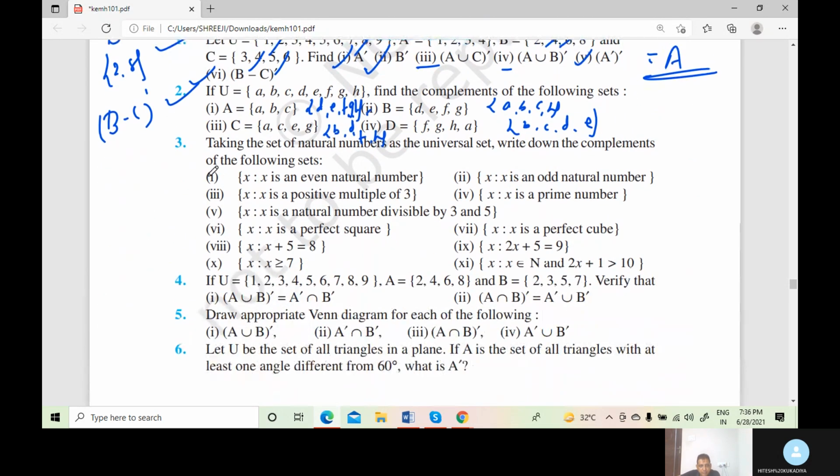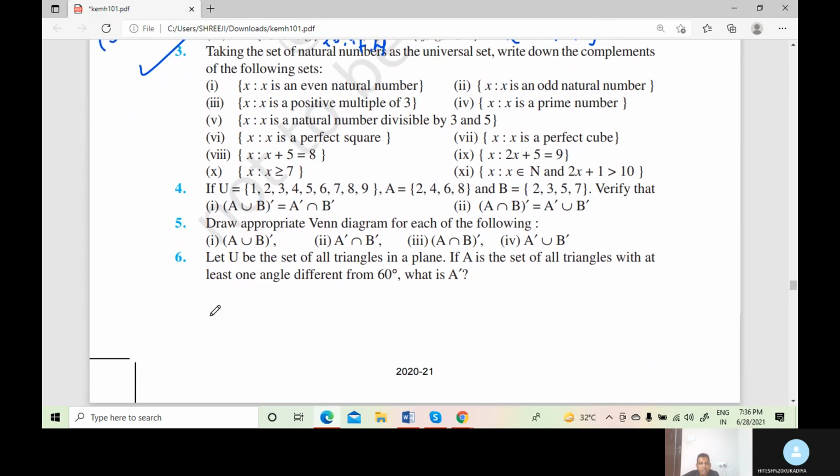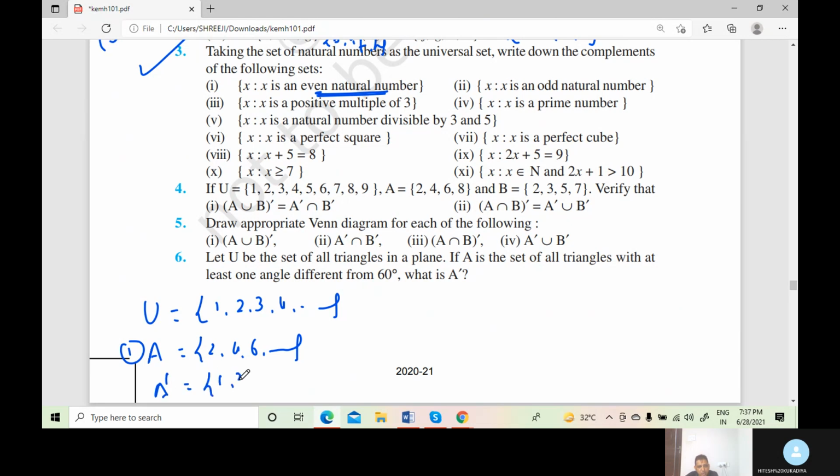Yeah. Now we discuss question number 3. Taking the set of natural numbers as the universal set, write down the complement of the following sets. Here the universal set equals the natural numbers. We write here 1, 2, 3, 4, and so on. First set A, question number 1. First one: X is an even natural number. So its complement is the odd natural number. Is that clear? Okay. Now the second question is odd natural number.